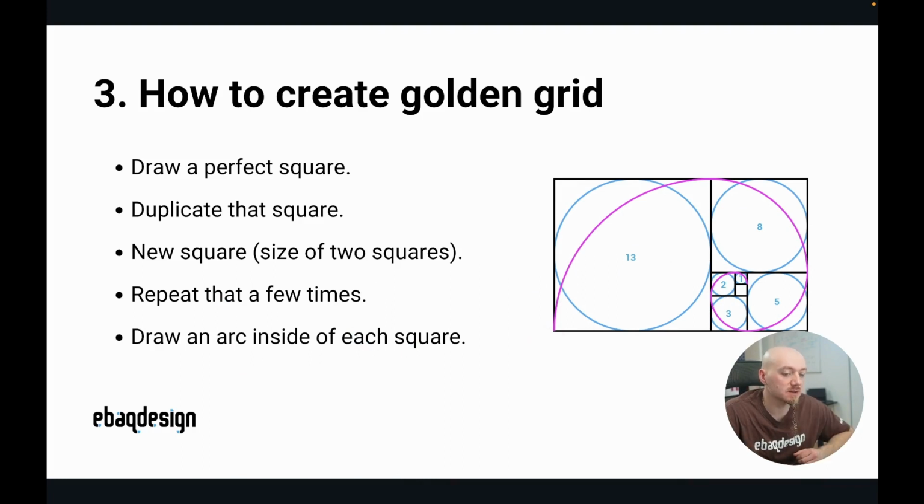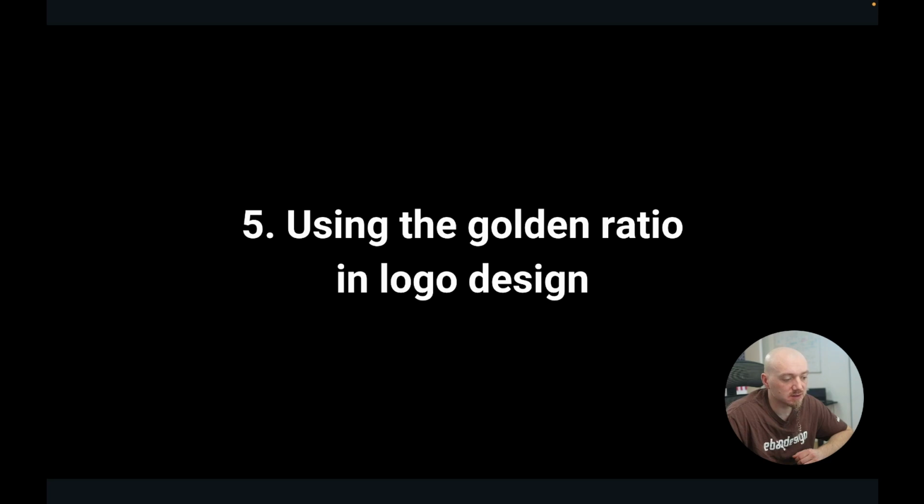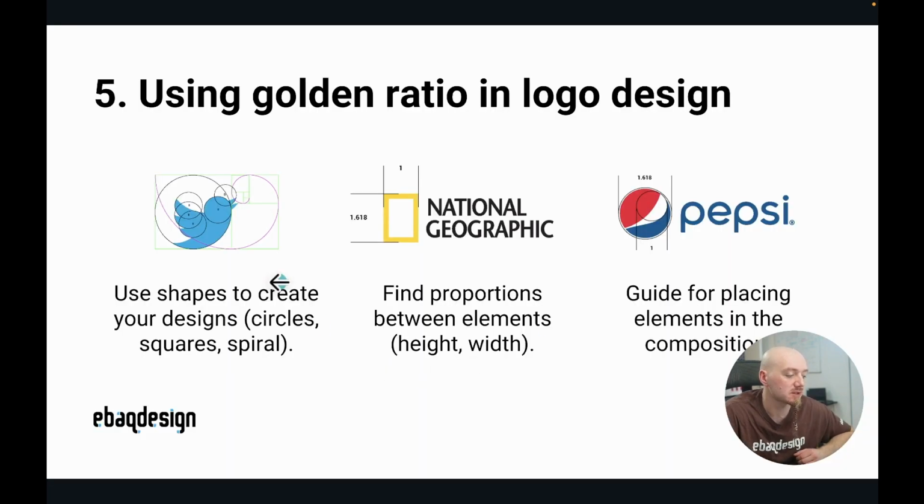So once you've got the whole golden grid done, let me show you how you can use it in your logo design work, right? As you saw in these examples, there are basically 3 different ways you can use the golden grid in logo design. You can use these shapes to create your designs, the circles, the spiral, and so on, just like in the Twitter logo. Or you can find the right proportions, like in the National Geographic logo, for example, the width to the height and so on. And you can also position the text relative to the brand mark by using the same rule.